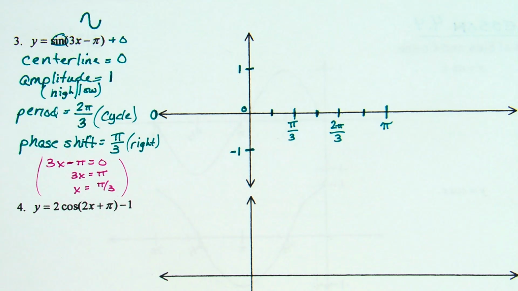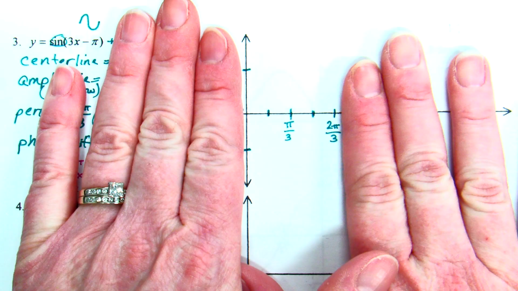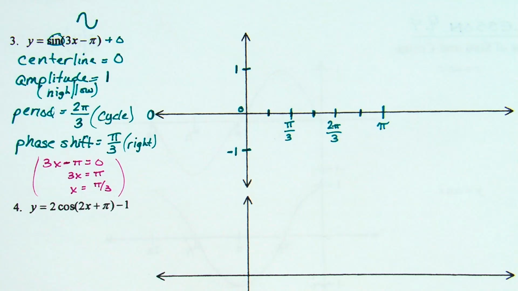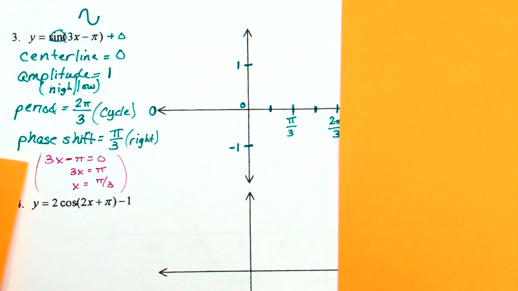What I tend to do here is take a pencil and lightly trace in, before I do the phase shift, a dotted line. My graph has to be between 0 and 2 pi over 3. Make sense? I need my whole sine to fit between 0 and 2 pi over 3, not going past that point.